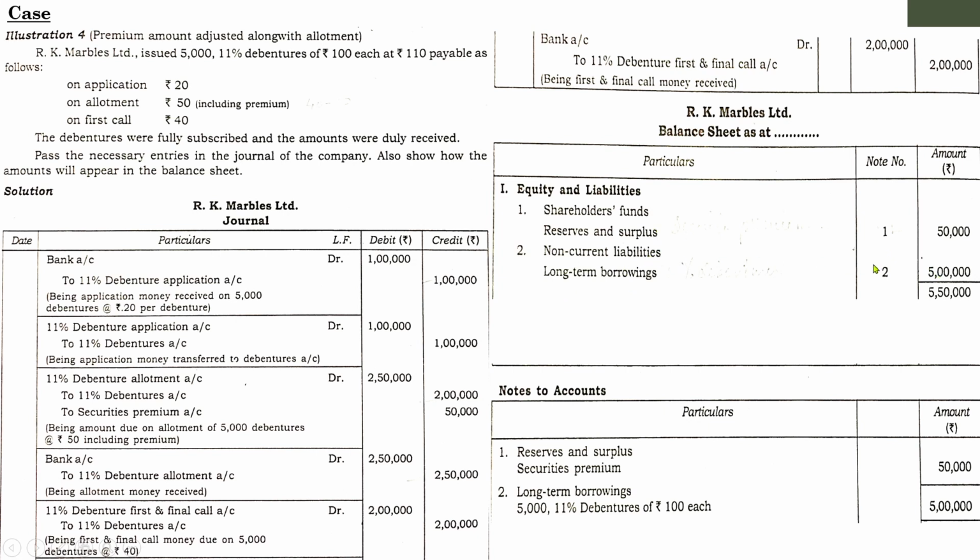But what is meant by long-term borrowing? Means under which head this 5 lakhs comes. We can't simply say that it is a long-term borrowing. There should be a name for that. So for that reference, go to the second note, number 2. So in number 2, see long-term borrowings, it is 11% debentures. That is how 5 lakhs is collected. So we have successfully completed the liability side.